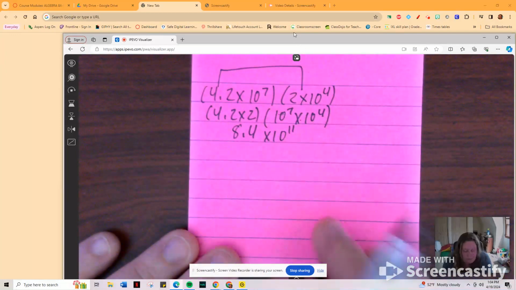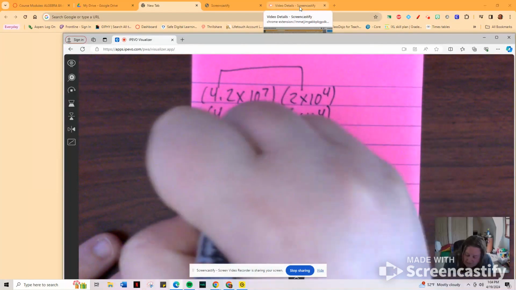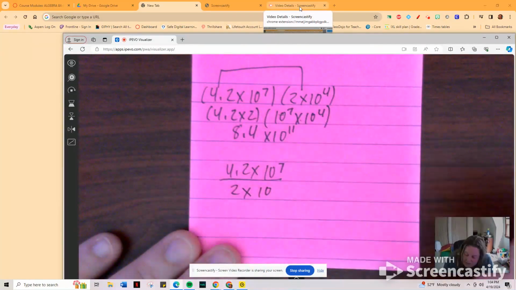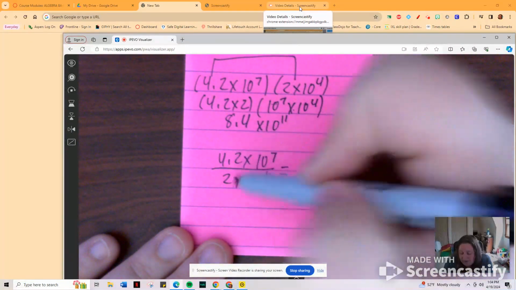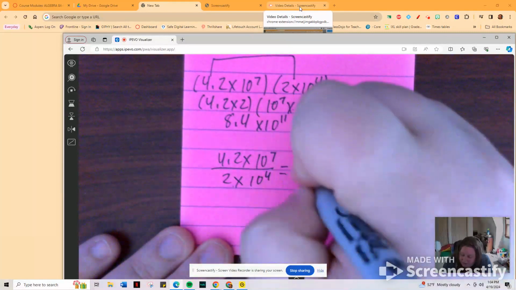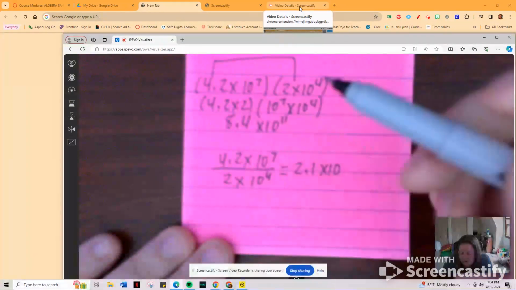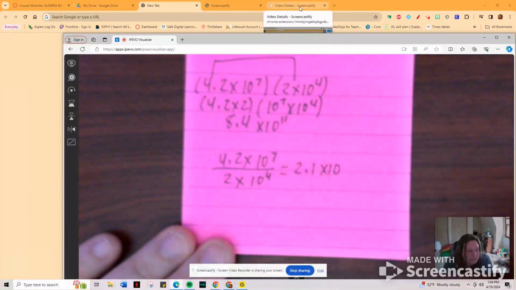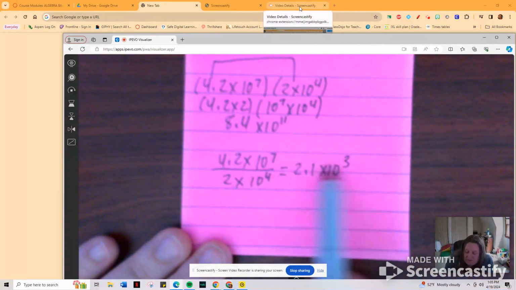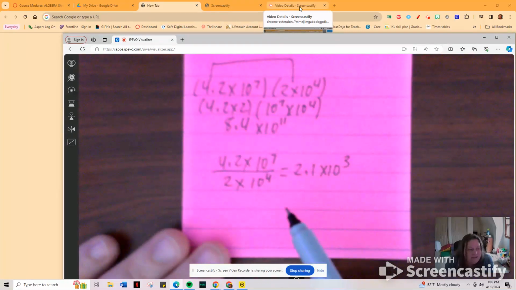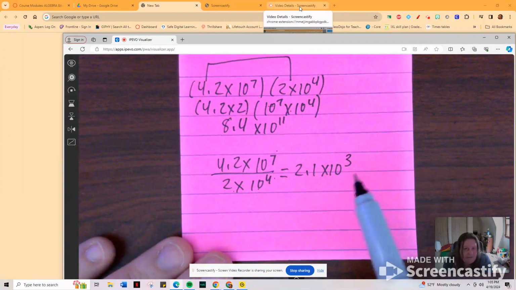Now division is going to work similarly, so I'll actually just use the same numbers. So if I have 4.2 times 10 to the 7th over 2 times 10 to the 4th, we'd apply the operation to our coefficient. So 4.2 divided by 2 is 2.1 times 10. And then with division of like bases, a quotient of like bases, we keep the base and subtract the exponents. So 7 minus 4 is 3. Same thing, I check to make sure this is in true scientific notation. If not, I'm going to move the decimal and change the exponent as needed so that they match.